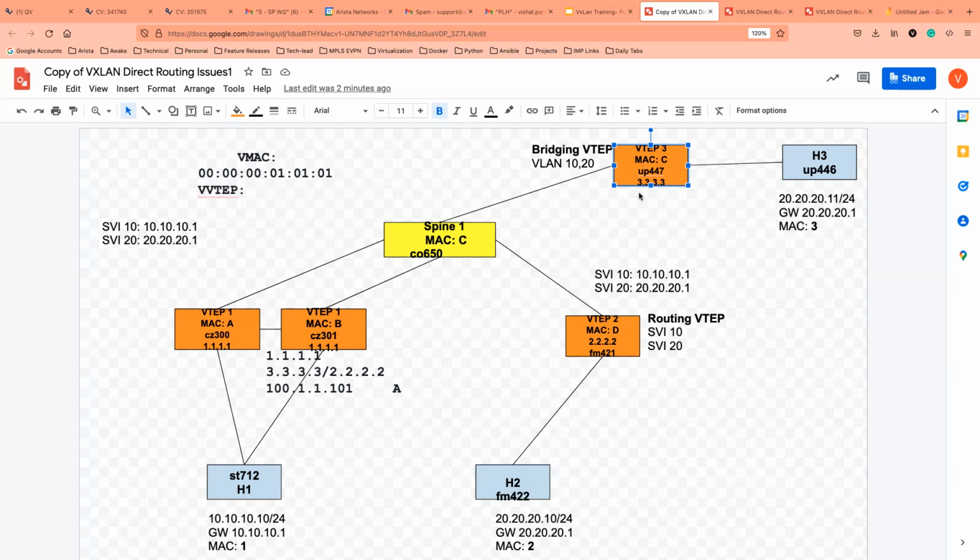Okay, tell me one thing. So here we should have a flood list, right? On the bridging VTEP, we should have a flood list, correct? Yes. VXLAN flood VTEP 1.1.1.1 and 2.2.2.2, right?